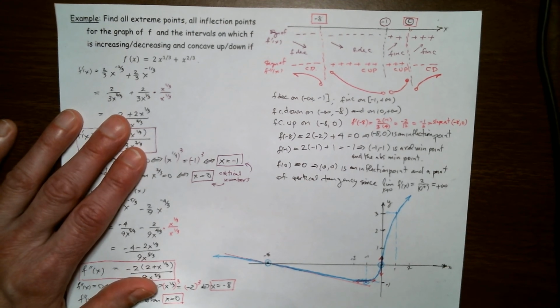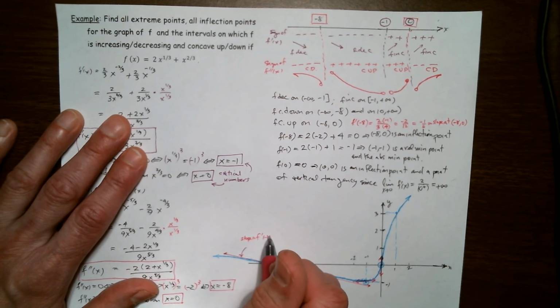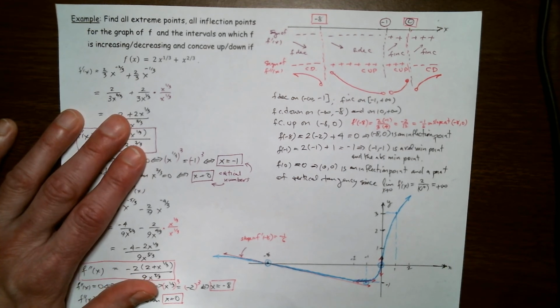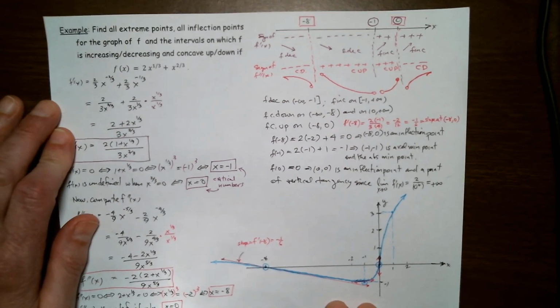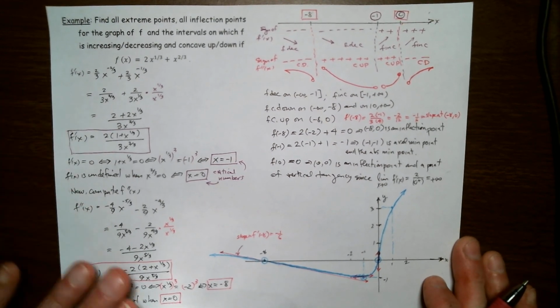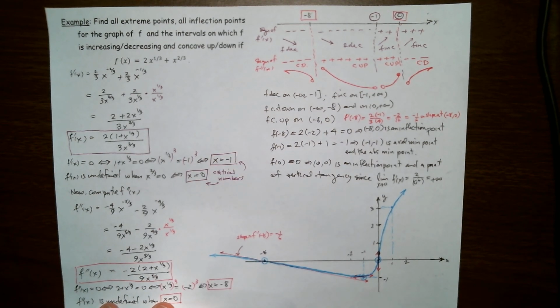And so again, this tangent line at -8, 0 was a line of slope f prime at -8, which is -1/6. And so that's a fairly careful and detailed drawing of this graph of the function y equals f of x.